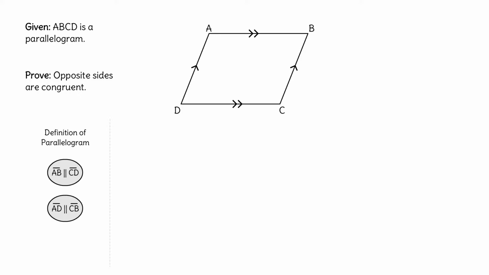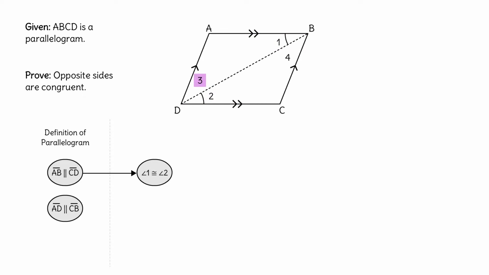Perhaps by now you've realized that if we create triangles, we can use our triangle congruence shortcuts to make progress. So let's draw a diagonal here. What can we do next? Let's label these angles 1, 2, 3, and 4. Can you see that angle 1 and angle 2 are alternate interior angles? Those are parallel lines. So 1 is congruent to 2 by the alternate interior angle theorem.